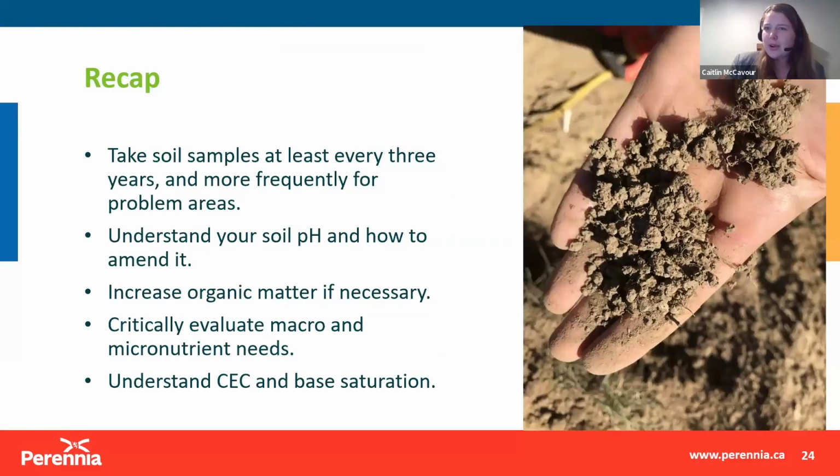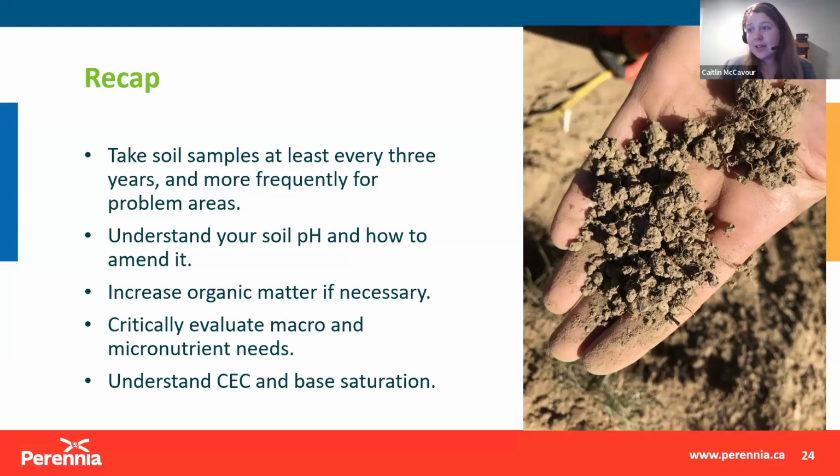So just to wrap up here, I'm sure I'm at least close to half an hour, if not over. You want to make sure that you're taking your soil samples properly at least every 3 years so you can keep track of your soil sampling. Your soil test interpretation and your soil test report is only as good as that sample that you collect. So if you don't collect your sample properly or take care for sampling, it's going to be reflected in that soil analysis. So make sure you understand your soil pH and know how to amend and take in those considerations.